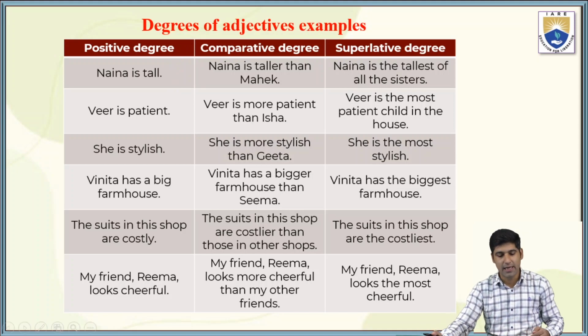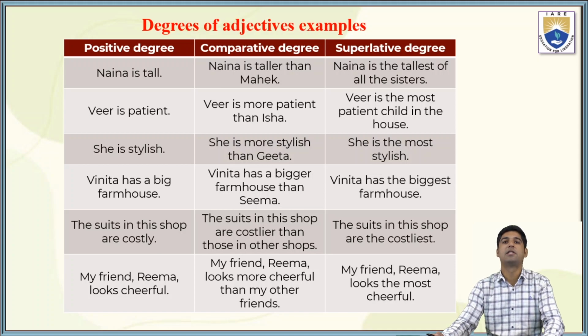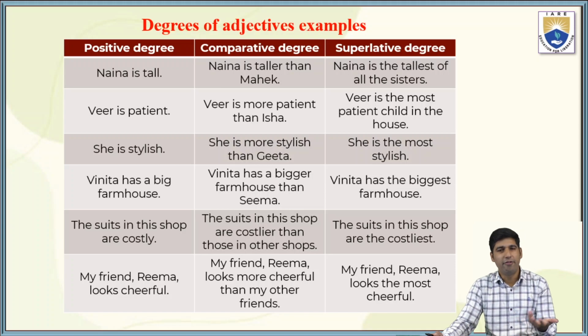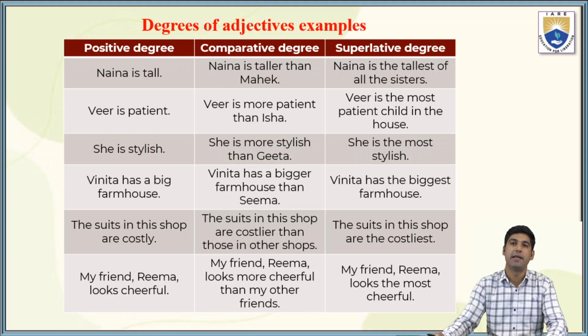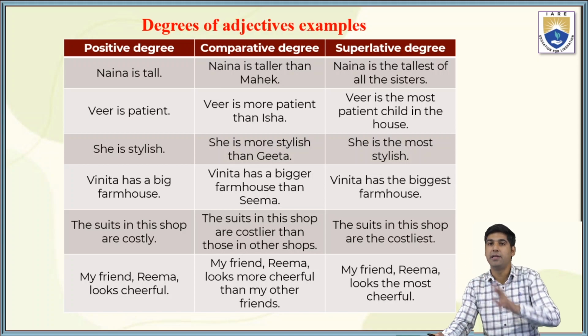Some other examples are given. Veer is patient. A person who has the power of tolerance, patience. The word has come from patience. Veer is patient, a quality of Veer. We come to know about the quality, no comparison. Then, Veer is more patient than Isha. Veer is patient, but more patient than Isha.